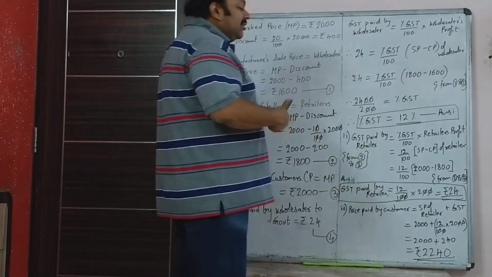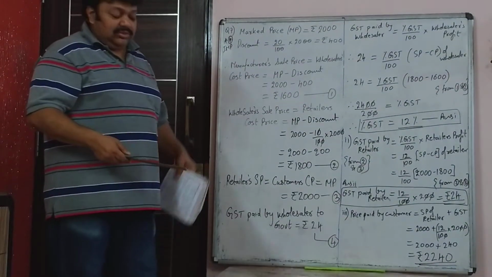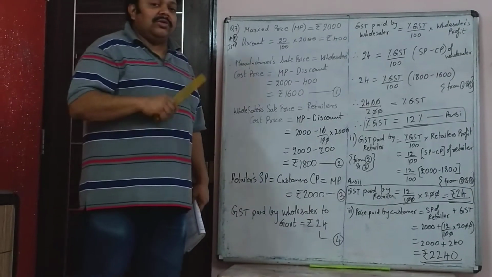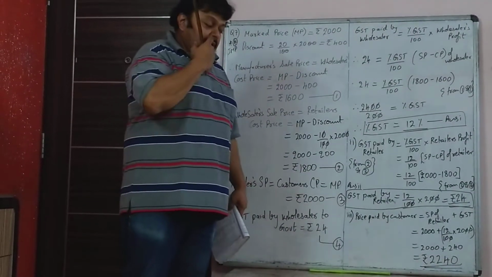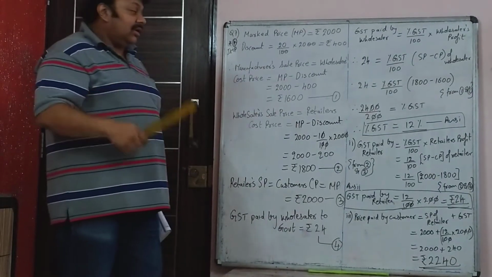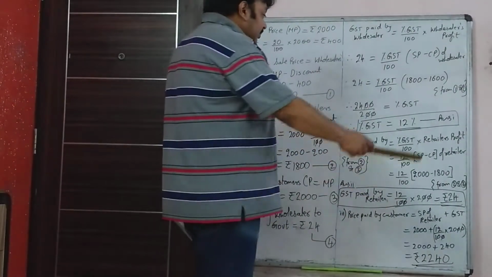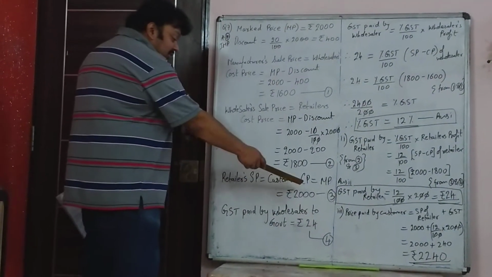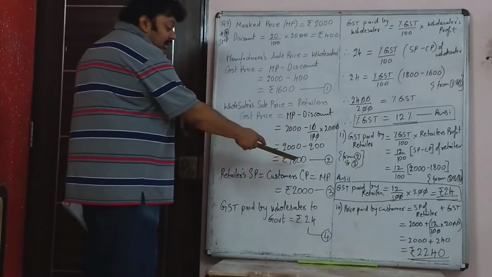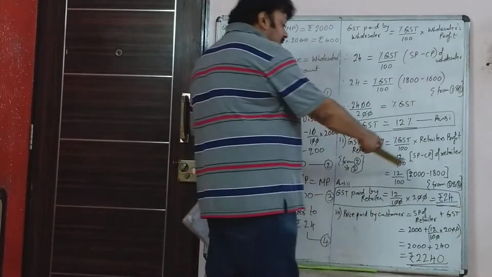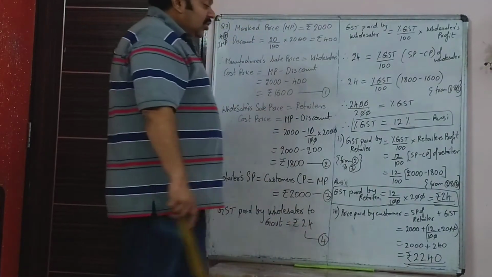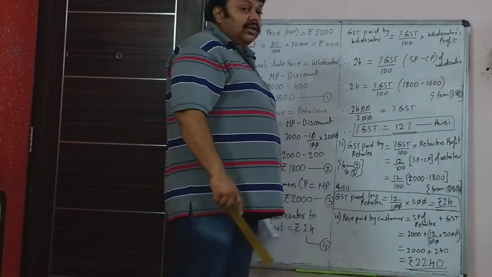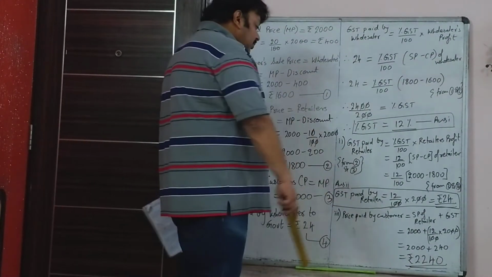Now they have asked you how much GST is paid by the retailer to the government. See, I told you the word government will not be added. They will just tell you how much GST is paid by the retailer. So it's understood that it is GST paid by the retailer to the government. So the retailer's profit we have to find. So the retailer's SP 2000 minus the retailer's CP 1800. So on that 200 rupees, 12%. So rupees 24 is the GST paid by the retailer to the government. That is your answer 2.